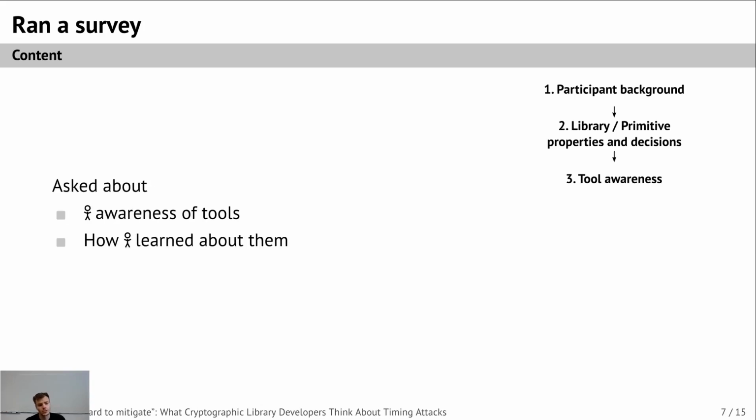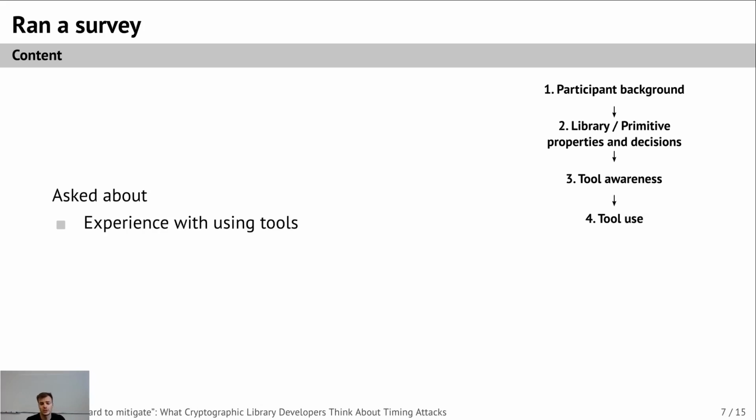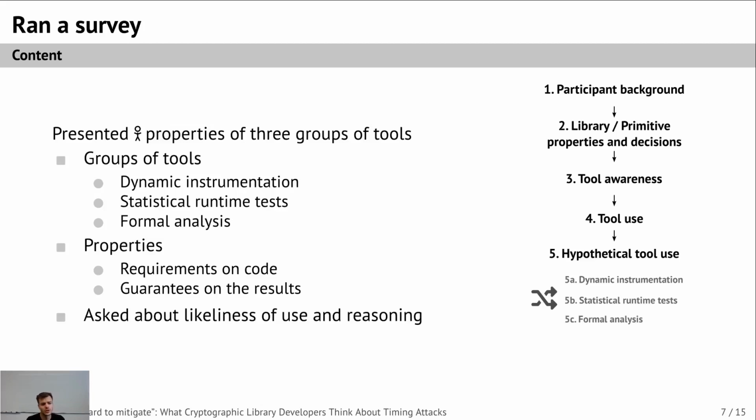Then we focused on the tools and participants' awareness of these tools for verifying resistance of code against timing attacks. Then we asked about how they learned about them, if they knew about some of these tools. And we also asked them about experience using these tools, to tell us how they use them. But we suspected that a large part of our participants wouldn't have experience using these tools or would not even know these tools, but we still wanted to get their opinion.